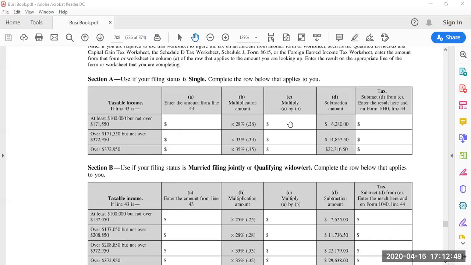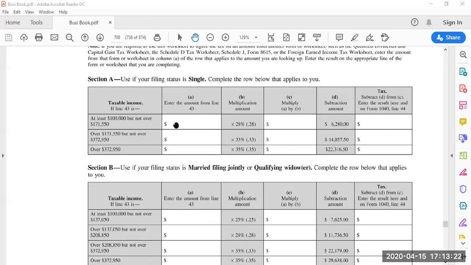From that amount, you're going to subtract this amount here. Okay? This is sort of acting almost like your standard deduction or whatever. Then in the next column, you're going to subtract this value from what you got in column C, and that will be the amount that you use as your tax. So this is how you use this tax computation worksheet.